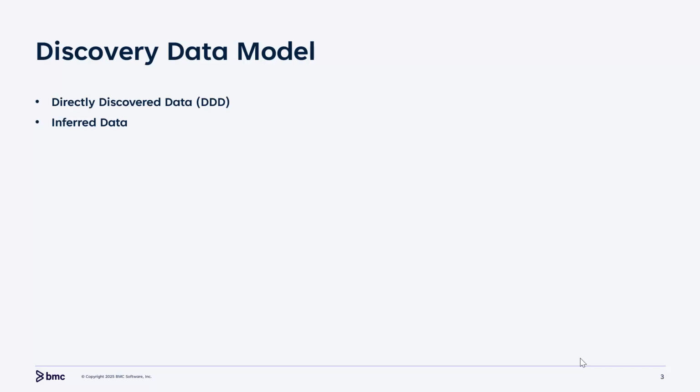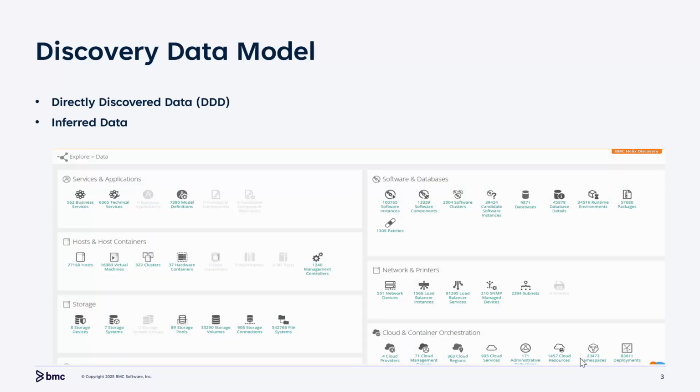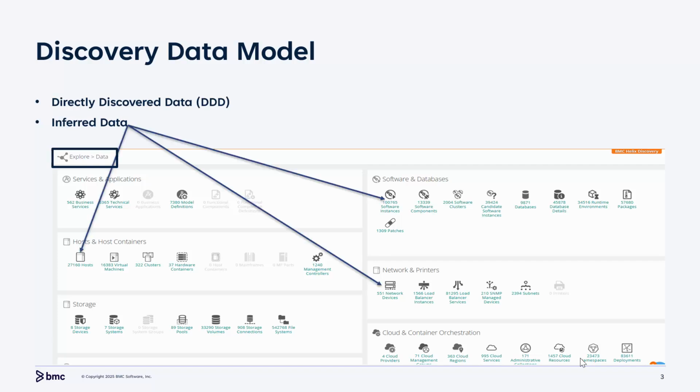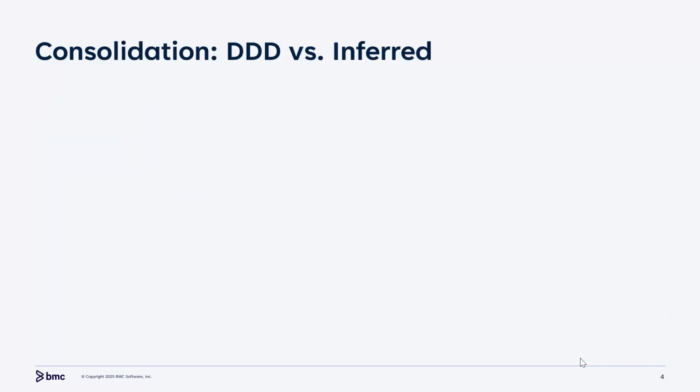The simplest way to see this information is by logging into the Discovery UI and then going to the Explore data page. For example, in this screenshot, you can see the number of servers, network devices, software instances, etc. that are created based on the directly discovered data obtained by Discovery. Now that we have understood the different data model, let's start with our main topic for today, consolidation.